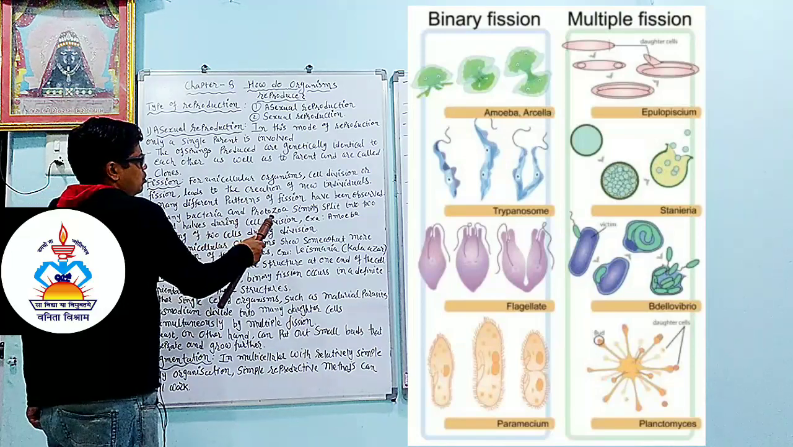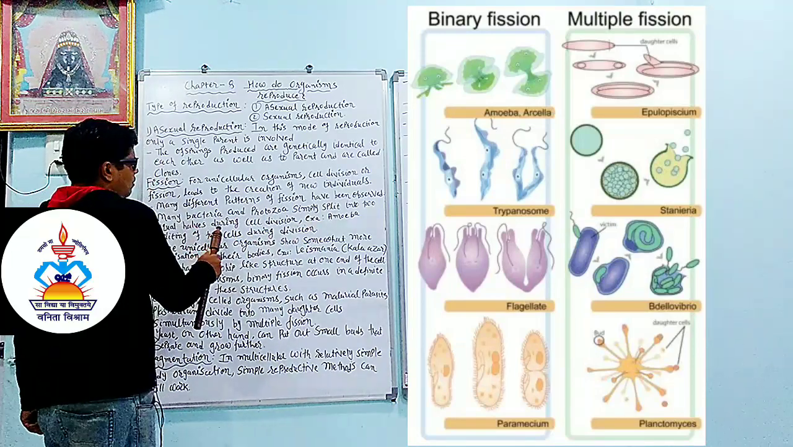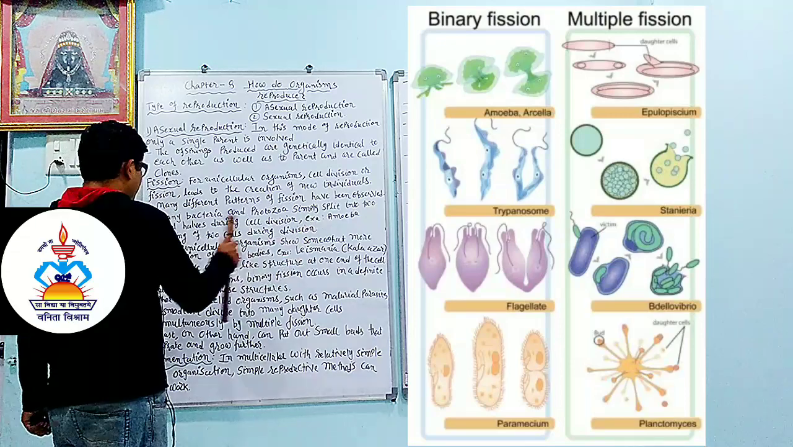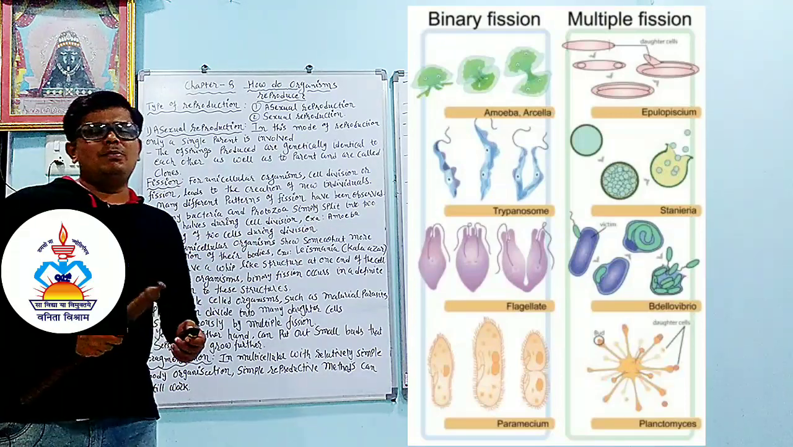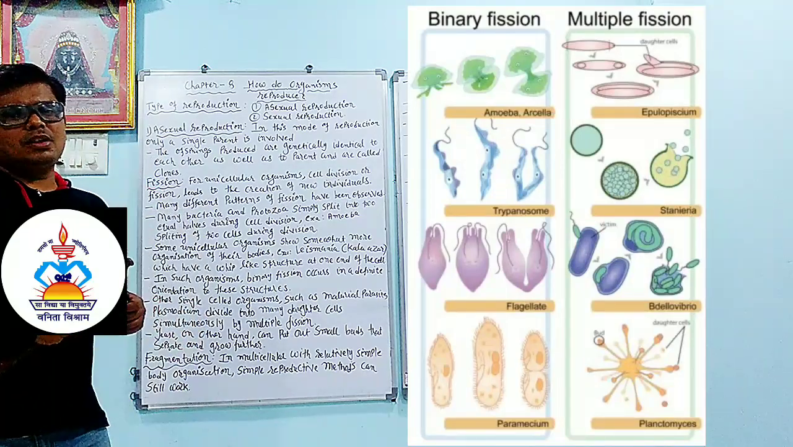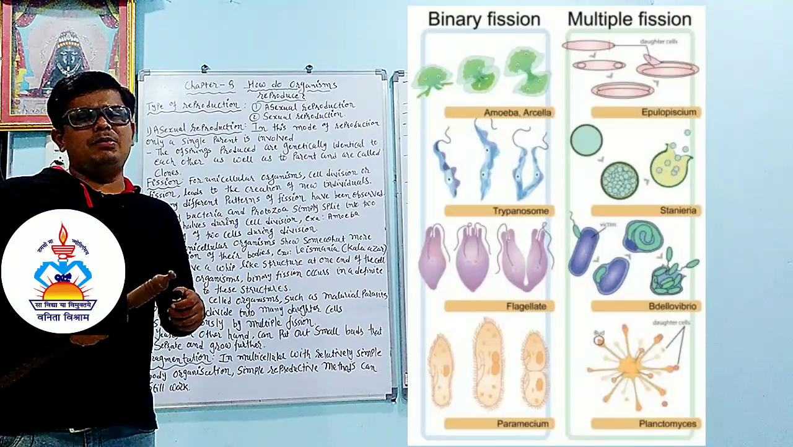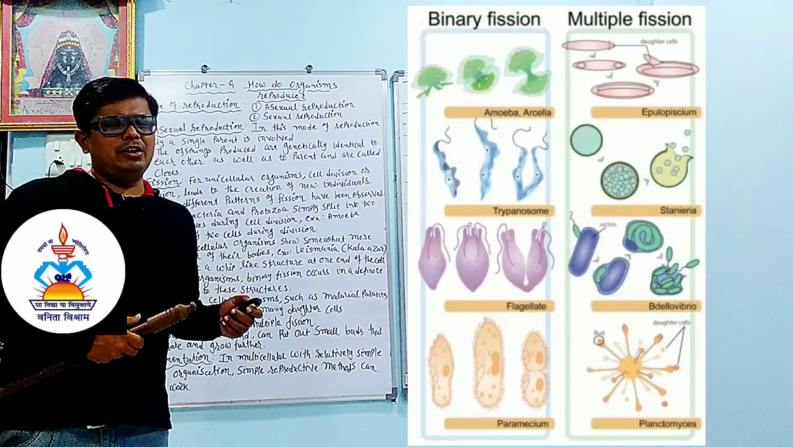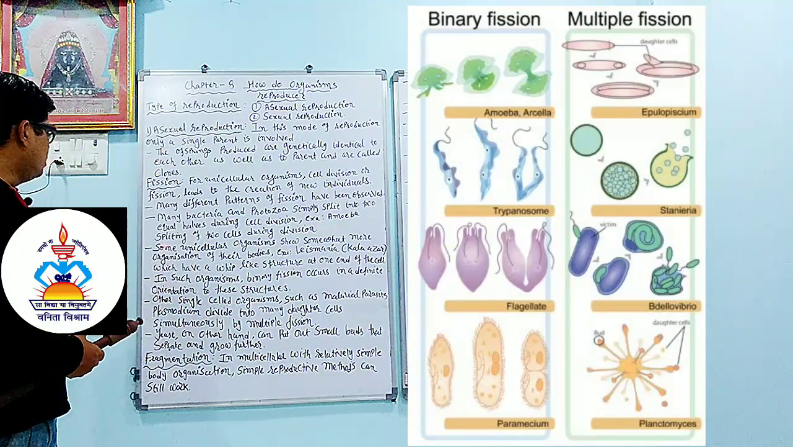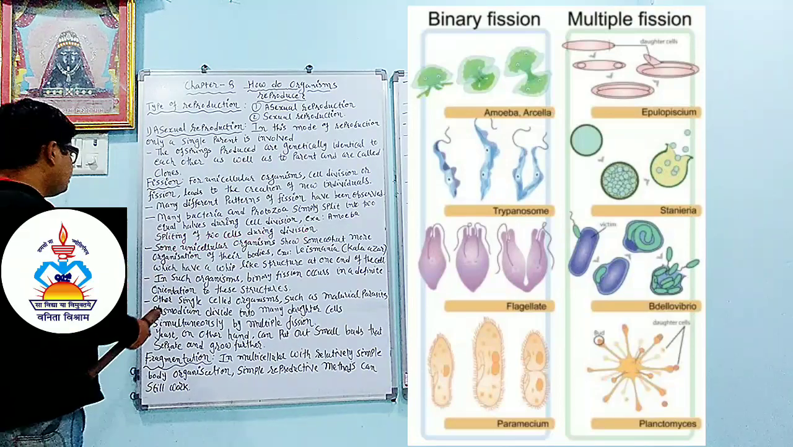Many bacteria and protozoa simply split into two equal halves during cell division. Example, amoeba splitting into two cells during cell division. So in the case of amoeba, how does their reproduction occur? One amoeba is divided into two equal halves. So it is called binary fission.